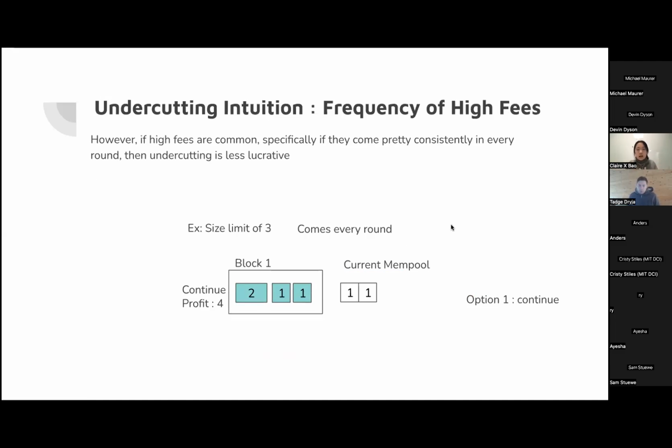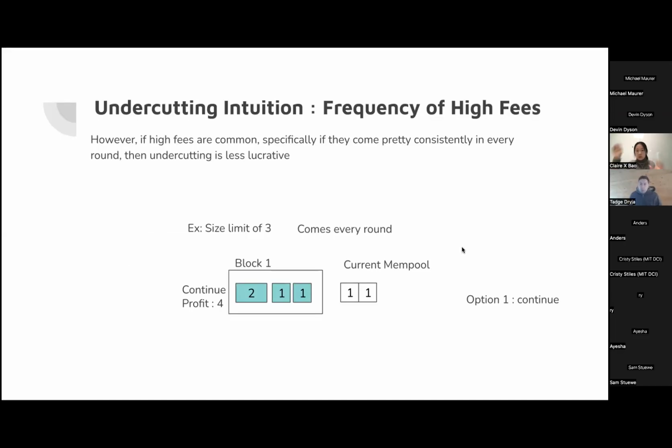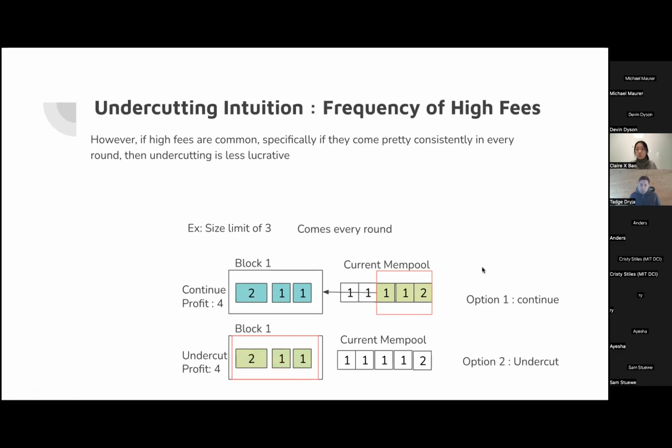But there's an interesting added dynamic here: if high fees are common, for example, if they come in consistently every single round, then undercutting actually isn't effective. So let's see a similar example, but this time in this new mining round, we have new transactions that come in, including another high fee transaction of 2. Then in this case, the continuing miner can take that high fee transaction and 2 of the others and also get a profit of 4.